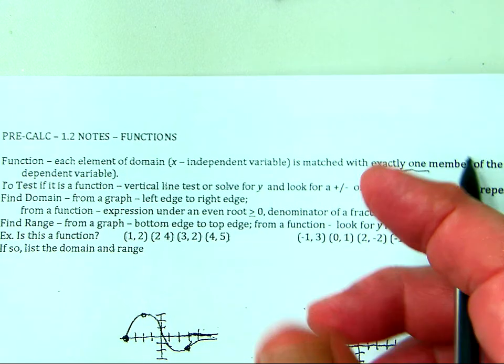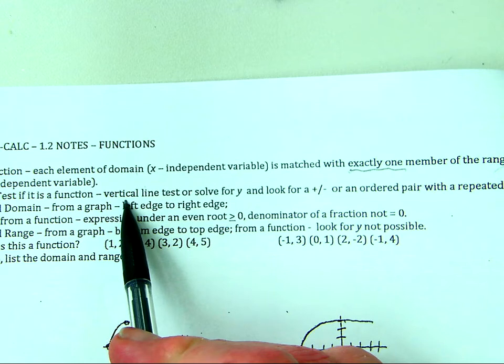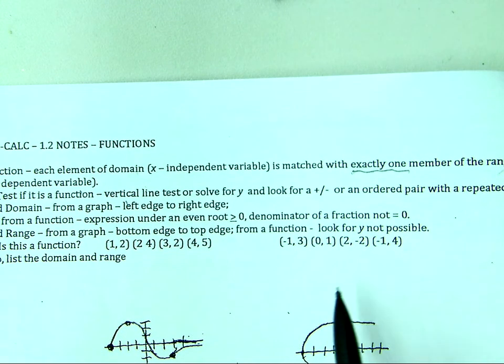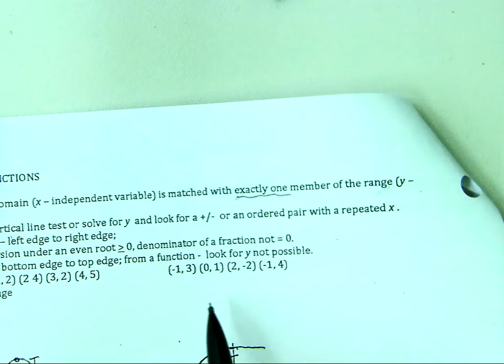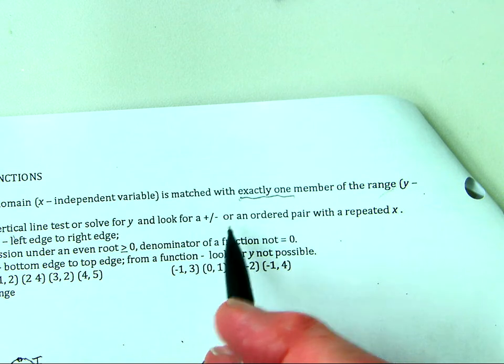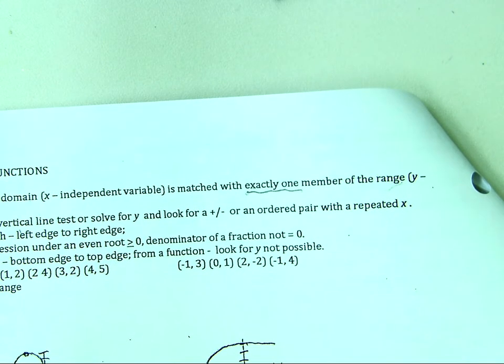One way to test if it's a function, if it's a graph, is the vertical line test. You look and see, can I draw a vertical line anywhere possible? If it ever goes through two different points, if it touches in two different points, it's not a function.